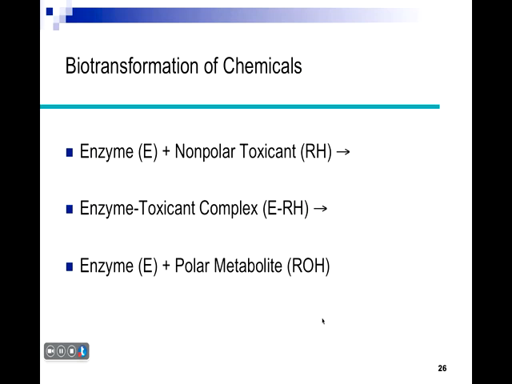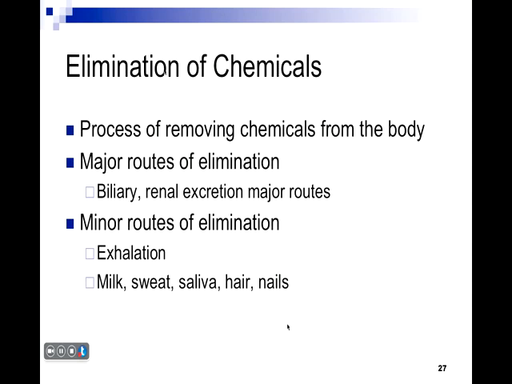This is the process by which it works. You have a nonpolar toxicant, and this could be any type of a chemical that's not a metal. It will bind on an enzyme. You get a complex, and it'll throw out something that's more polar. And ROH is a polar metabolite. Remember, HOH is water. So anything that's more like HOH is going to be more readily excretable in the urine than something that's like an RH. So the more water-like it becomes, the more readily it can be excreted via the urine.